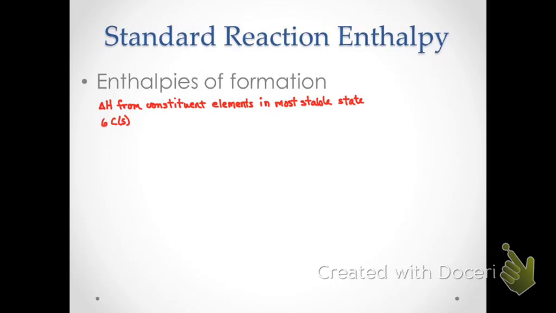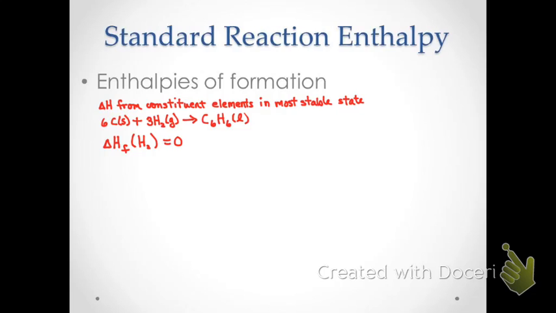So for example, for benzene, the formation reaction would be graphite, which is the most stable form of carbon at 1 bar pressure and 298 Kelvin, reacting with gaseous diatomic hydrogen to form, of course, liquid benzene at 298. So this would be the reaction corresponding to the formation of benzene. And delta H for this reaction is the enthalpy of formation of benzene at 1 bar pressure and 298 Kelvin.